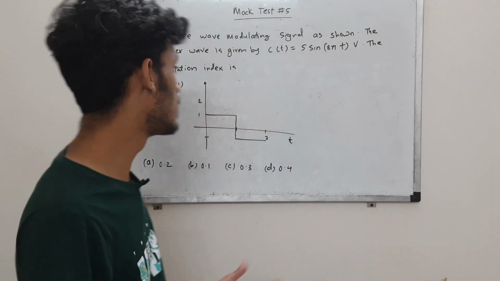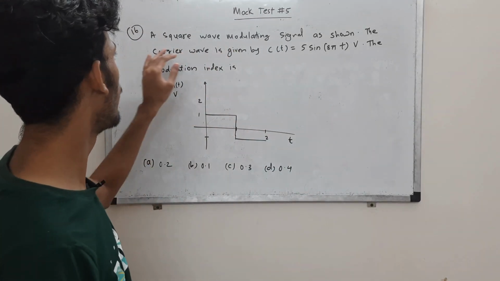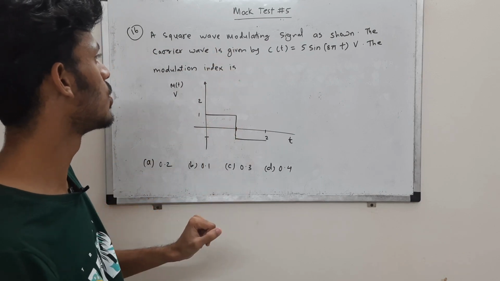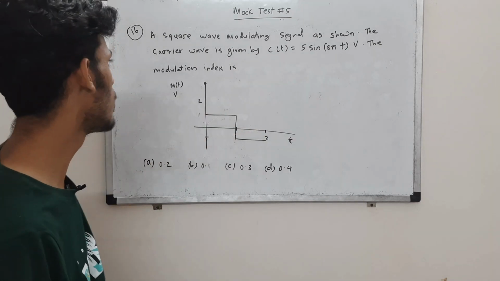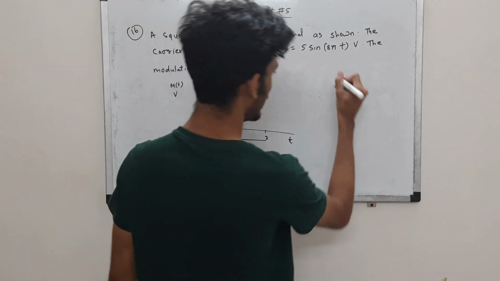16 over here. Now this one's from communication system. Here we have a square wave modulating signal as shown. This is carried by a carrier wave. Carrier wave has this equation. You are supposed to tell what is the modulation index mu.